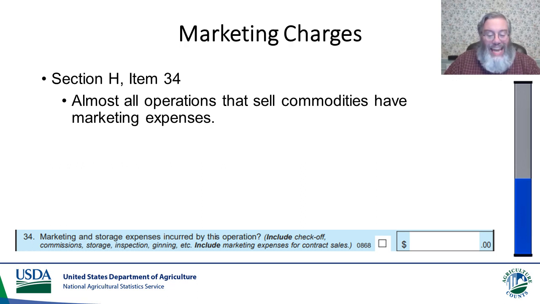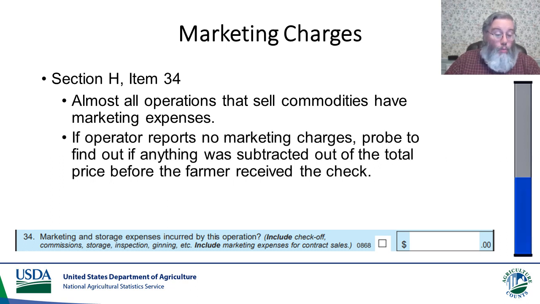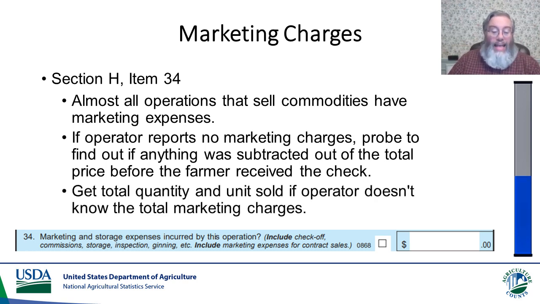If a commodity was not sold from storage but returned to the operation, out-of-pocket expenses for storage should be included as a marketing expense. If an operator reports no marketing charges, probe to find out if anything was subtracted out of the total price before a farmer received a check for sold goods. In many states, certain checkoff fees are standard for all operators. If you can get a total quantity and units sold of a particular commodity, statisticians in your regional field office may be able to derive an estimate for marketing charges such as checkoff fees and commissions.